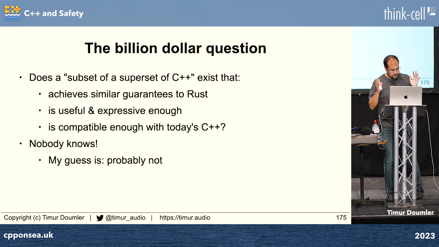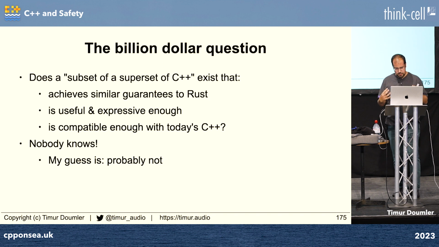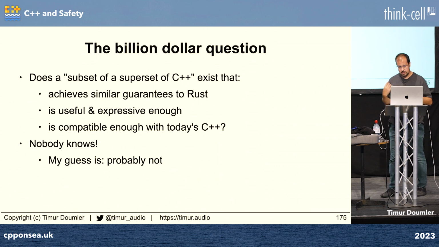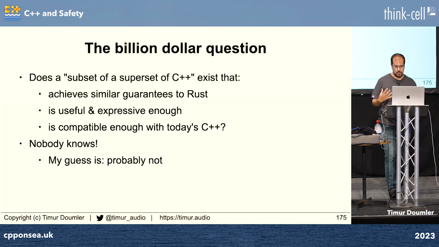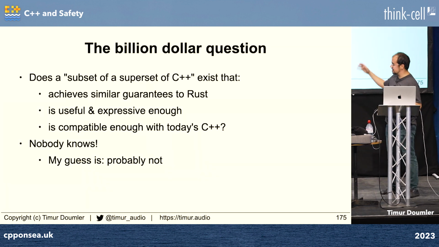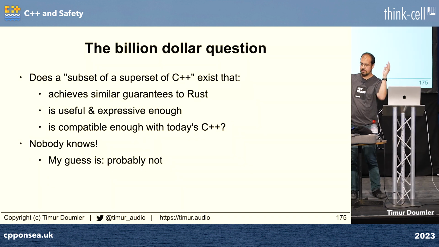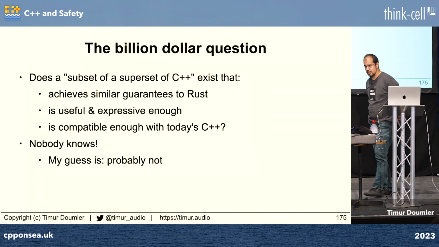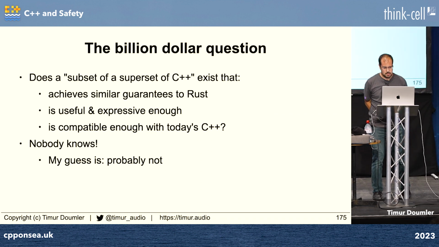So, and this is my last slide. The billion-dollar question really here is, with the work that Bjarne is doing and that some other people are doing, does a subset of a superset, which is kind of Bjarne's approach, exist that achieves similar guarantees to Rust, is useful and expressive enough, and is compatible enough with today's C++? That's the question they're trying to answer. And if the answer is yes, that would be awesome, right? Because that would solve a lot of these problems in much better ways than rewrite everything in Rust, which is prohibitively expensive for many people. But the problem is that nobody knows the answer yet. And my feeling is that the answer is probably no.